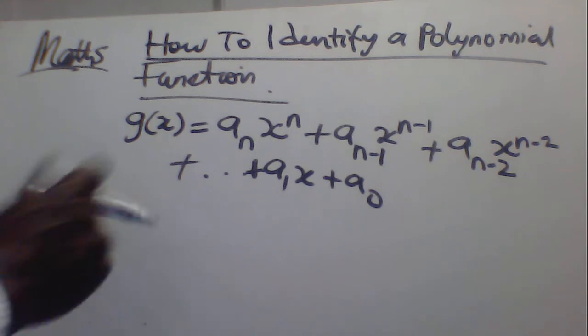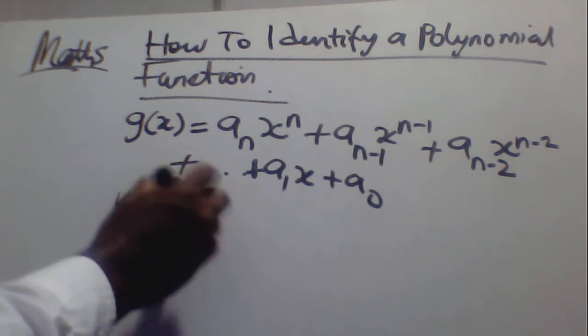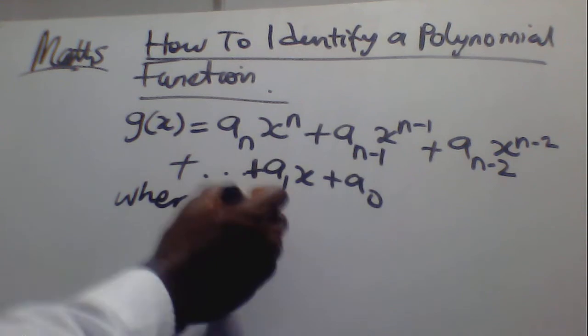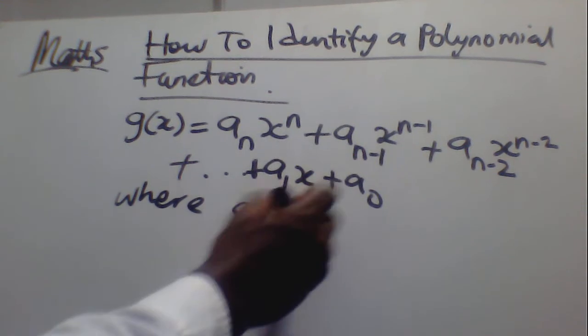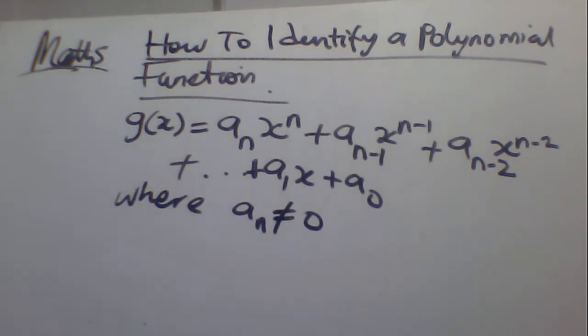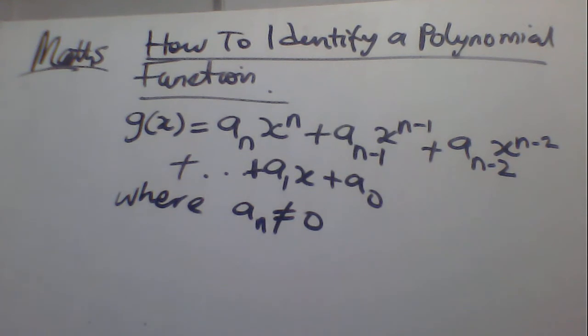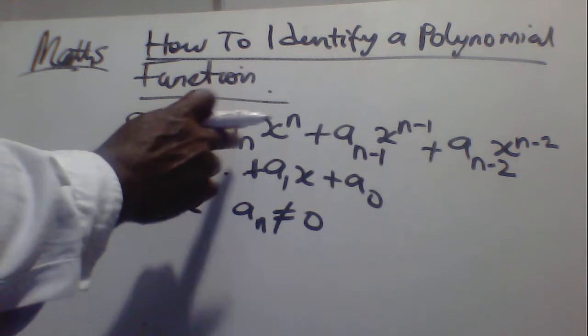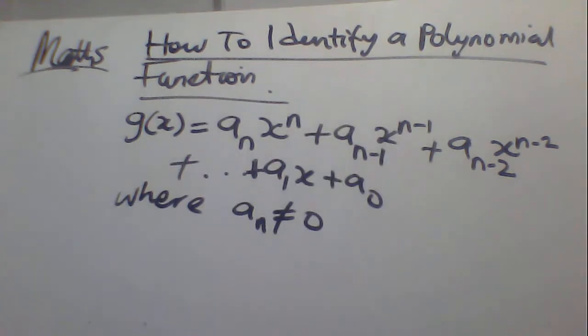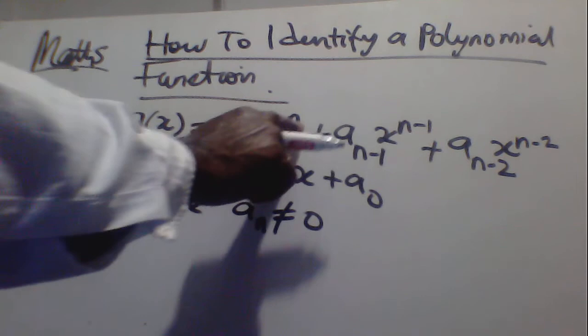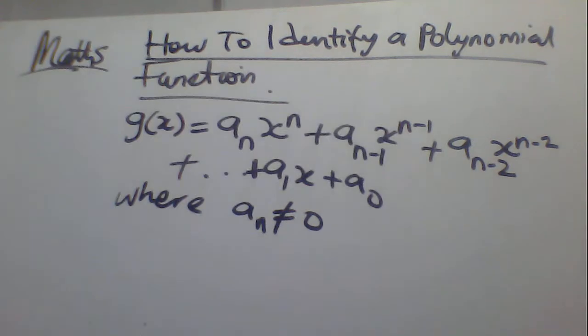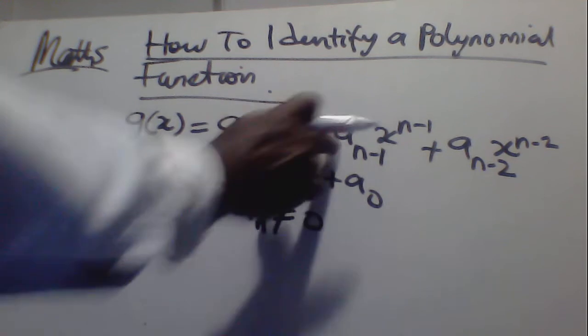So for this given function, where a_n is not equal to 0, the leading coefficient, the exponents are all whole numbers and the coefficients are all real numbers. These coefficients are all what? This exponent n minus 1, n minus 2, like I've told you, is a whole number, and the coefficients have to be real numbers.